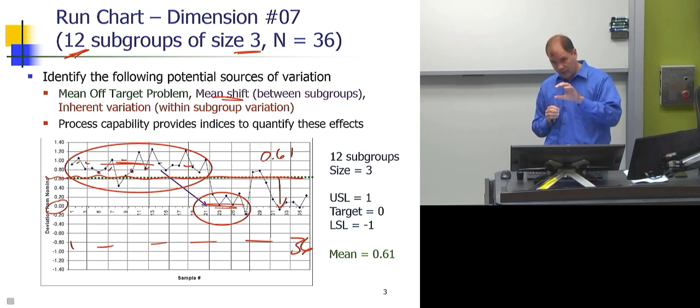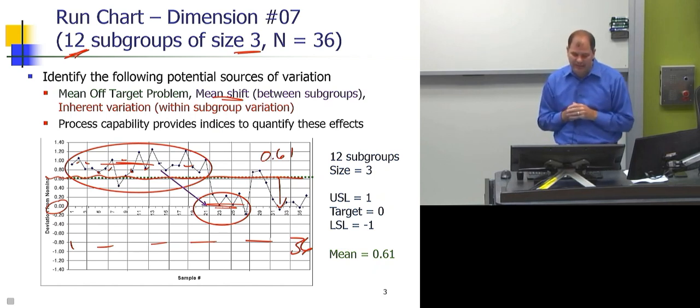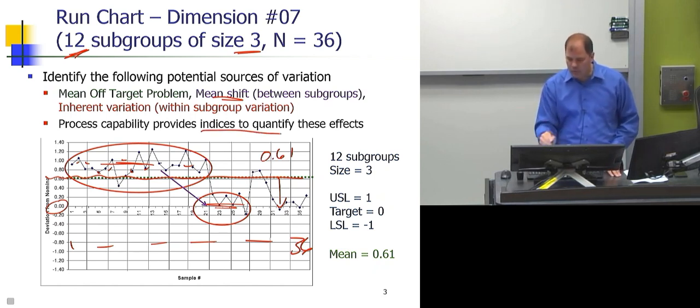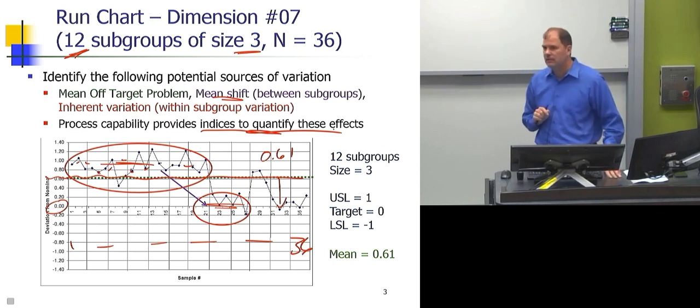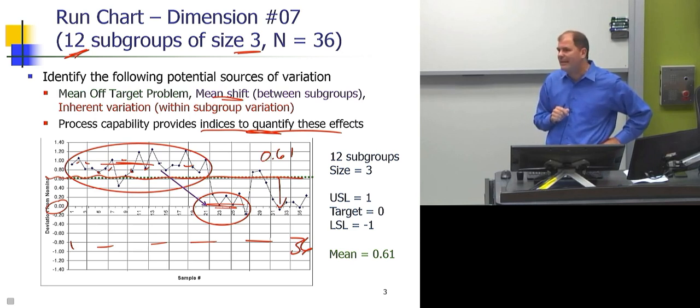So what we have here is a process where we have some common cause, some mean shifts, and some mean deviation from nominal, and we're trying to understand the impact of each of these, which is the biggest one to go worry about. We're going to use our indices to help us quantify these effects. We can certainly look at the data and say we want to get rid of the mean shifts, but we want to be able to quantify them.